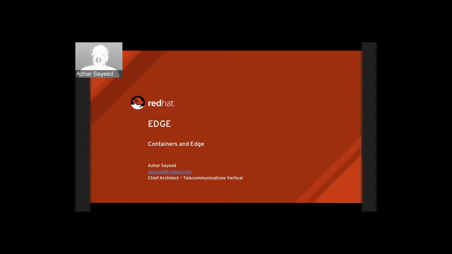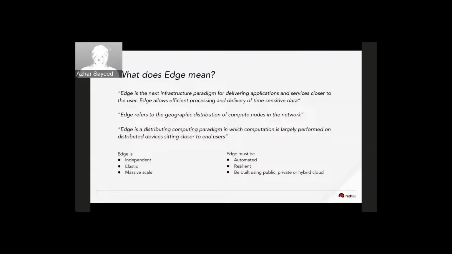And so what we'll do in this session, in the next 20 minutes or so, is go through what Edge means and what containers mean in the context of Edge. So first of all, some definitions. We've seen various definitions of Edge. Edge is certainly the next infrastructure paradigm for delivering application services closer to the subscriber. And Edge allows efficient processing and delivery of time-sensitive data.